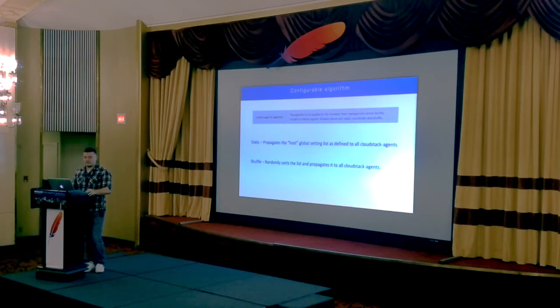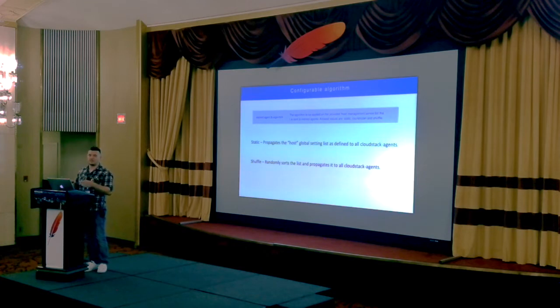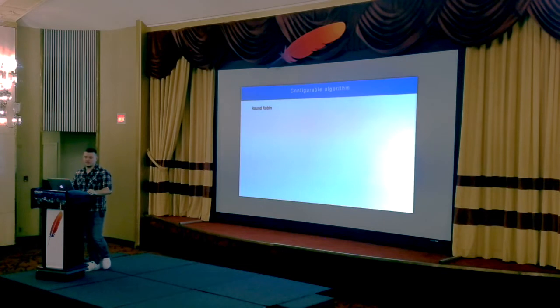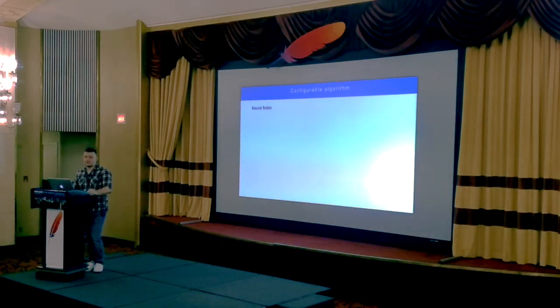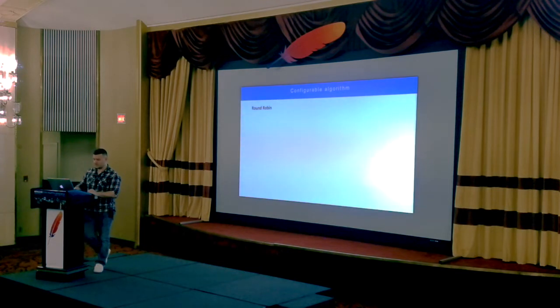Shuffle. Shuffle is if you really want to use something random. It will generate a random list on the base of that list that you set in the setting, and it will generate a random list per each host, and it will propagate it to it. And the last option that you have currently is round robin. So that's pretty simple logic to do the balancing between the resources that you have.